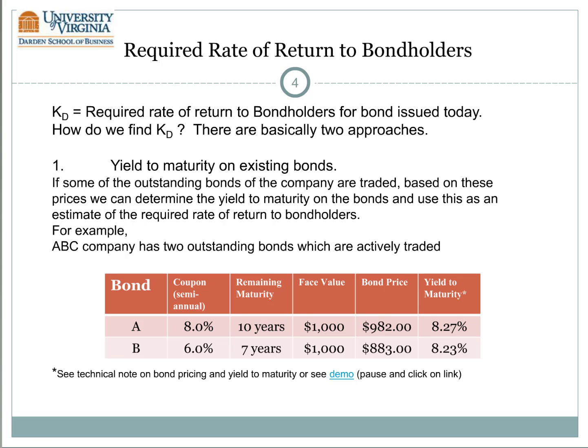Based on this information, the yield to maturity of Bond A is 8.27% and the yield to maturity of Bond B is 8.23%. Please see the technical note on bond pricing and the yield to maturity for a discussion of how to find the yield to maturity. Also, there is a link on this page that will take you to a spreadsheet where YTM is calculated.